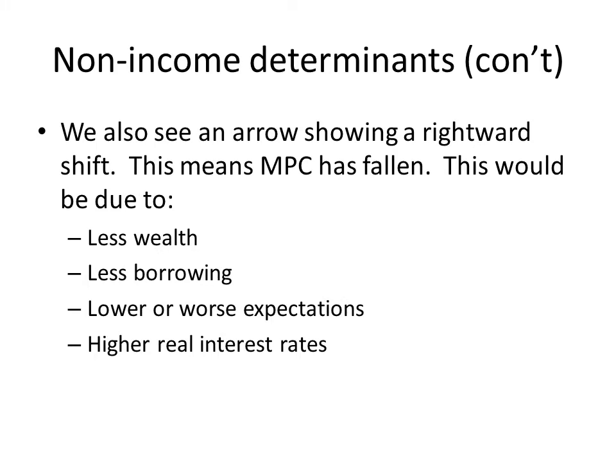We also see an arrow showing a shift to the right. This means the MPC has fallen. This would be due to either less wealth or a decline in wealth, less borrowing, or a decline in borrowing, lower or worse expectations, or higher real interest rates.